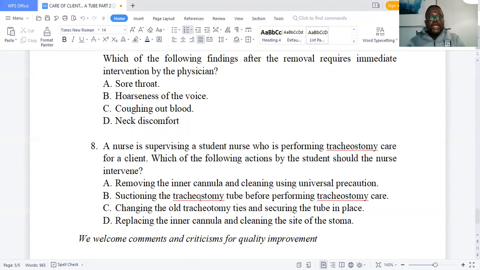So A, you do not remove the inner cannula and clean it using universal precautions. You have to clean it using aseptic technique, okay? So when you, as the nurse supervisor, see the student nurse doing this action, you have to intervene and stop the student nurse. Then explain the procedure and tell the student nurse what to do rightly. A is the right answer.